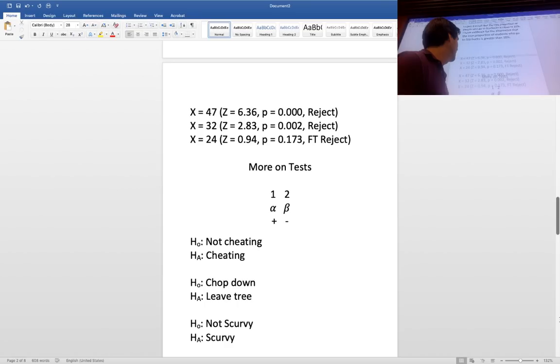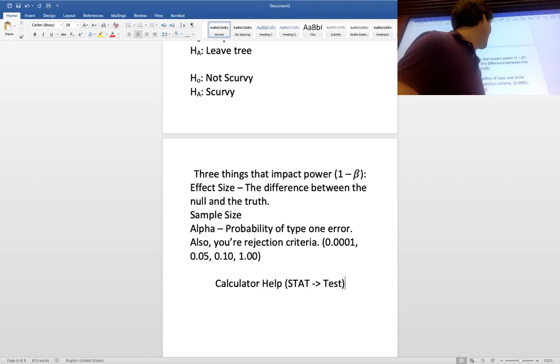And let's write a little calculator help section here. I'm going to review the calculator. Remember, only do this if you practice this. So go to stat test. So calculator help, and go to stat, and then test. Test, right? Stat test. Stat is in the middle up part of the calculator, and go to stat test.